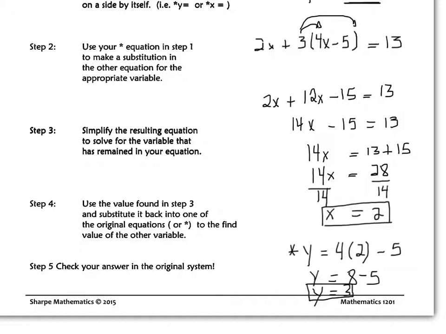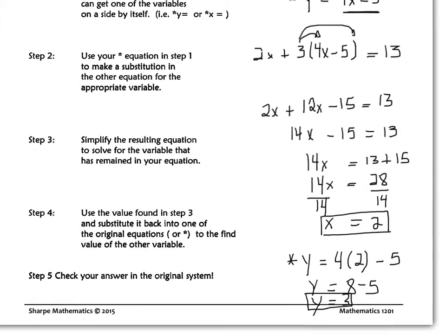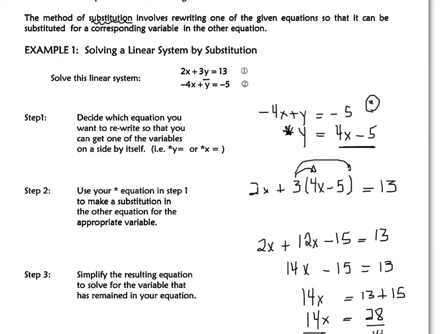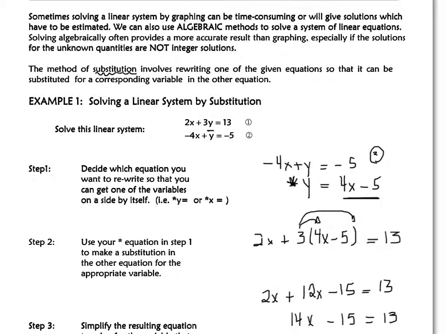And you can always go back and check your answer in the original system by plugging those values back in for x and y in your original equations. So if I take x is 2, we said, and y was 3, so if we go back into this one, we have x is 2, and y is 3, and we get 4 plus 9, which is 13, so that's a true equation.